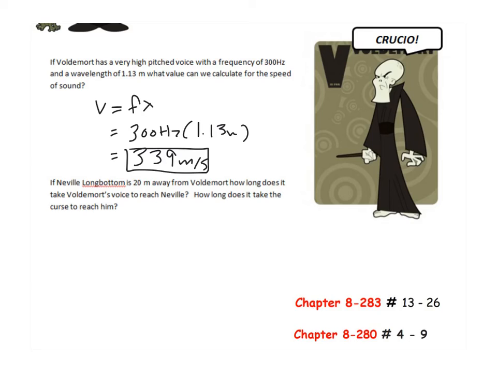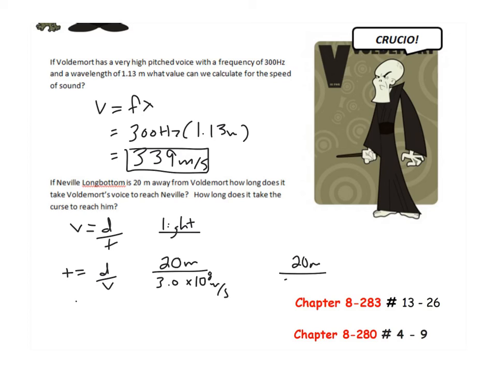To do this, we can just look at our universal uniform motion. Velocity is distance over time. In this week's assignment, you'll be using that sometimes. So the time it takes is distance over velocity. So for the light, we have light traveling 20 meters at 3.0 times 10 to the 8 meters per second. And then we have sound, which is 20 meters at 339 meters per second.